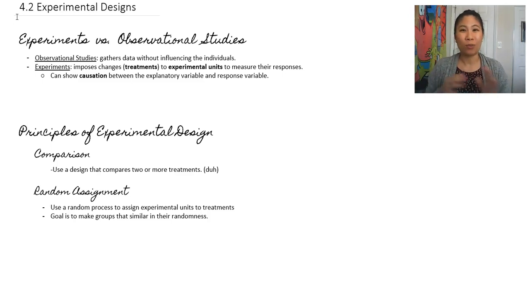Your goal when you do this is to make your groups as similar in their randomness as possible. You obviously don't want one group of your treatments all being the same, having some sort of similarity. Like if they're all male and then you have another group that's all female getting two different treatments, there's no way you can compare them, because what if gender actually affects the results of whatever you're testing? So you have to make sure that these groups are going to be similar in their randomness, their differences.